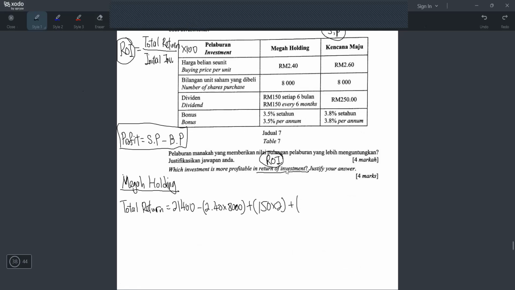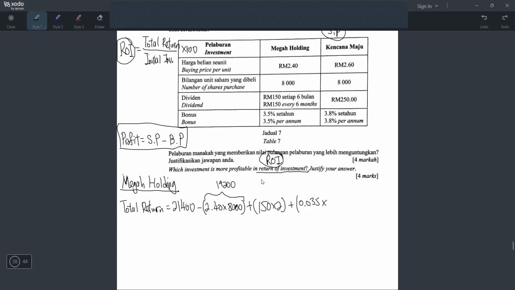How to calculate? 3.5%, which is 3.5 over 100. You can also write it like this, 0.035, because 3.5 divided by 100 is 0.035. But you will times it with the buying price. So I need to calculate this one first. Bonus is always the percentage times the buying price. What is 2.4 times 8,000 first of all? I get 19200. So this is 19200.